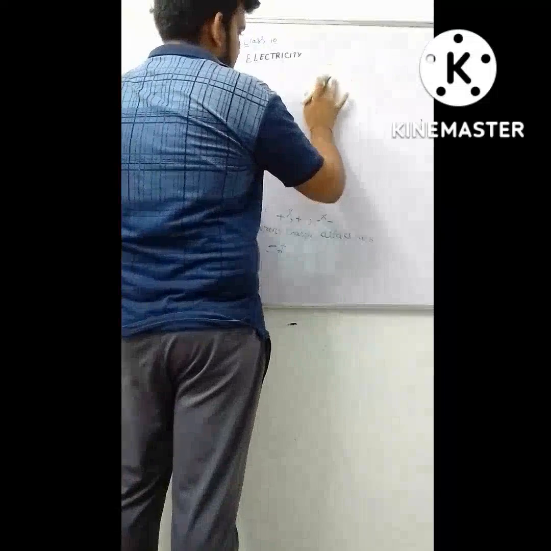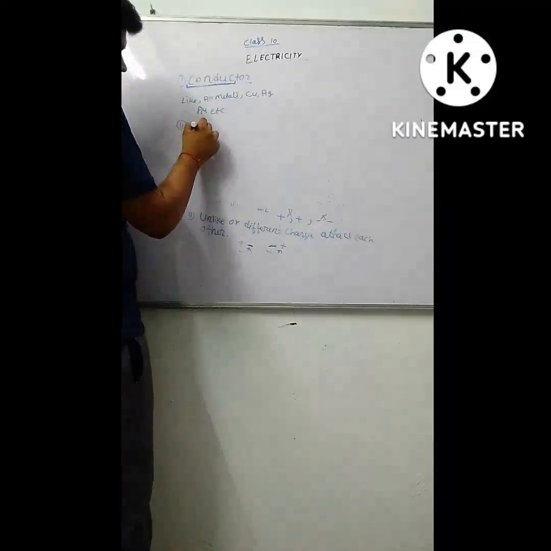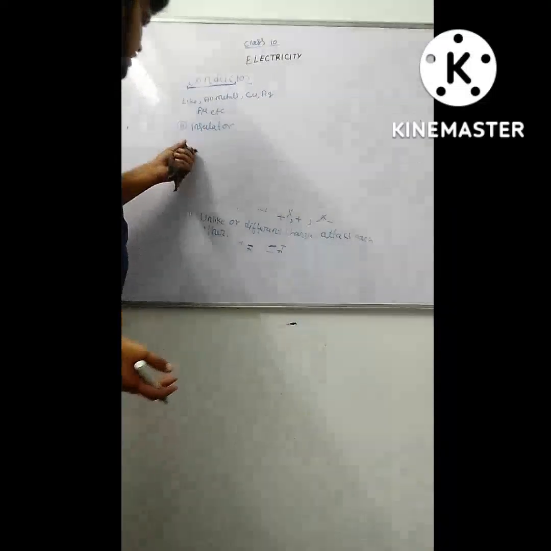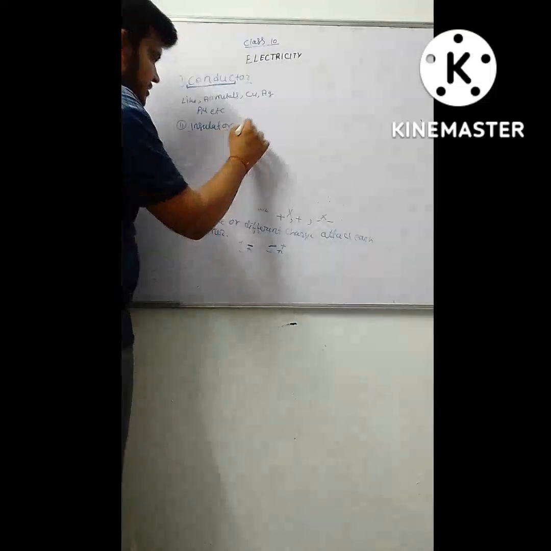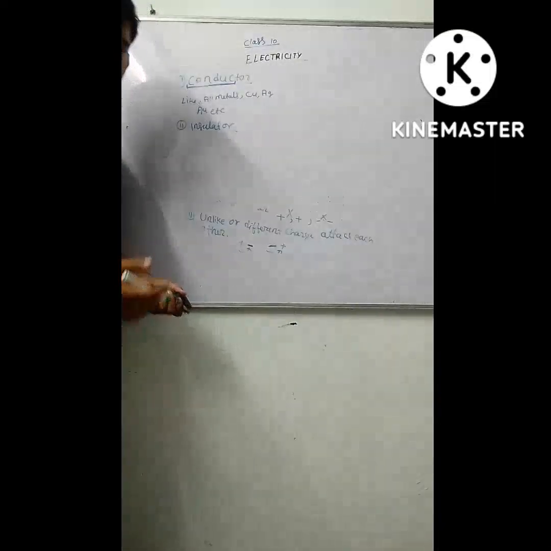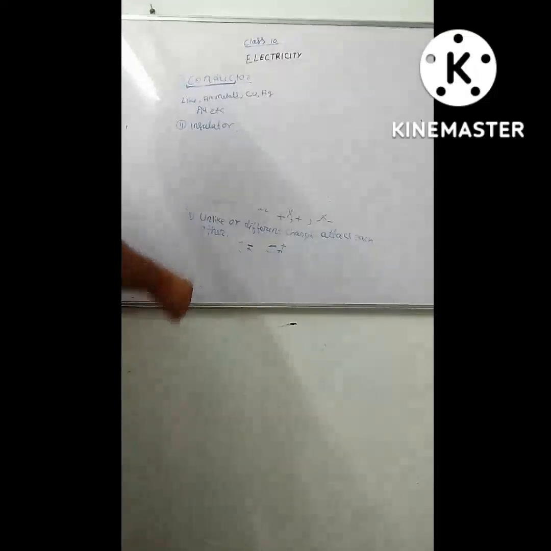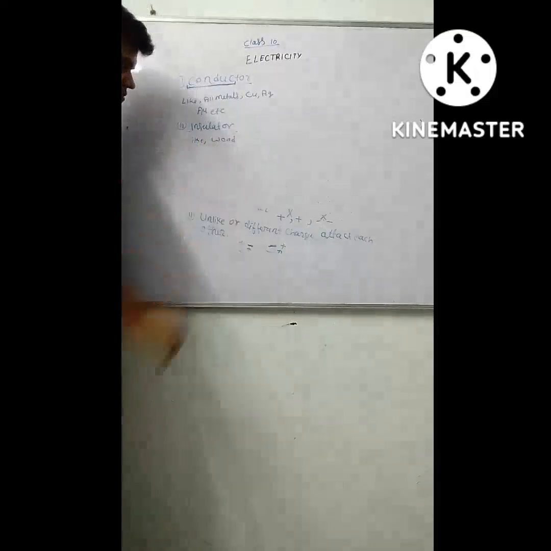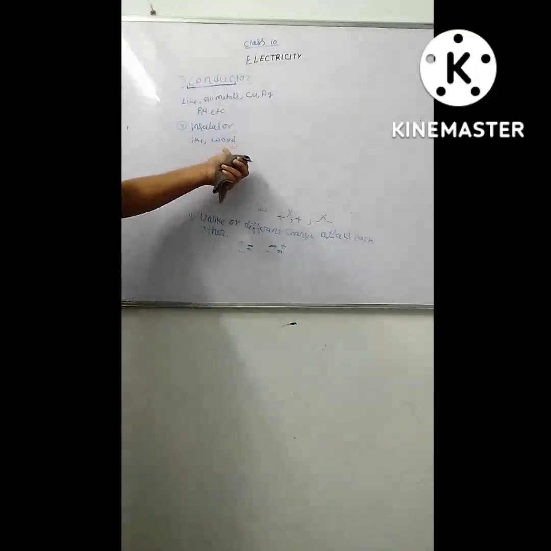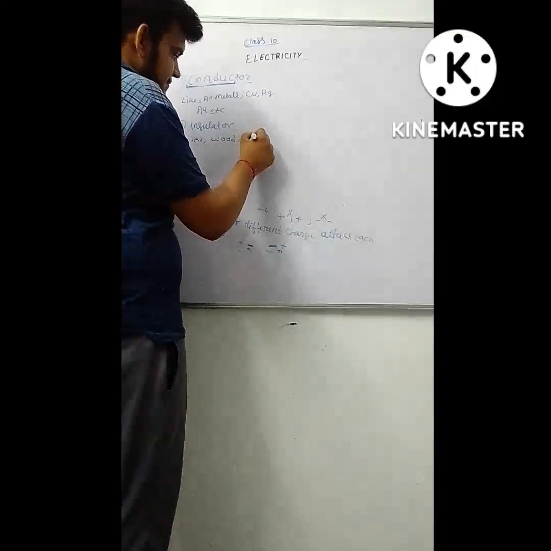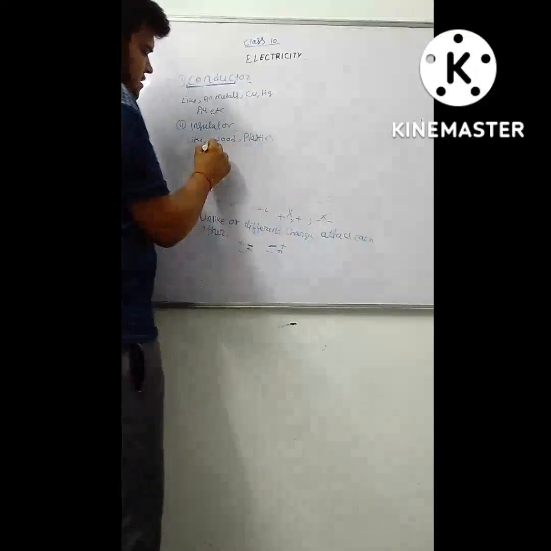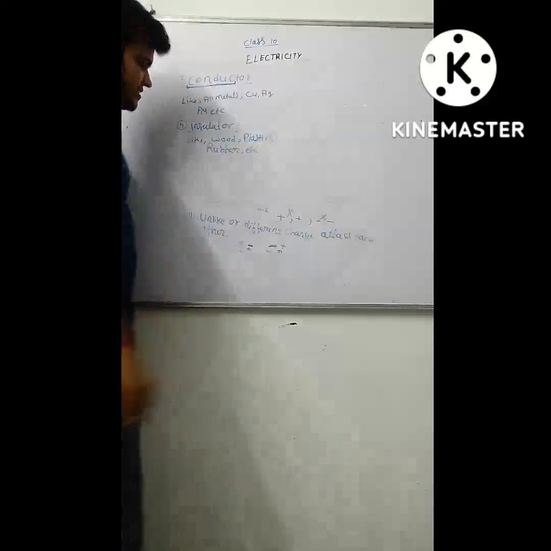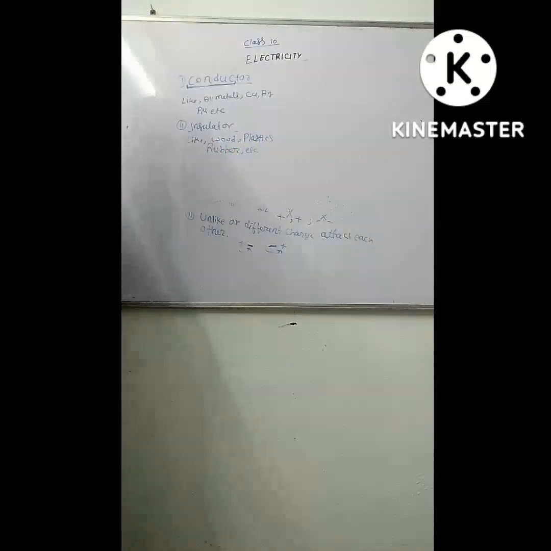And the second one is insulator. Those materials which cannot conduct electricity are called insulators, or we can say the materials through which electricity cannot pass easily are called insulators, like wood. Wood never conducts electricity. Plastics, rubber, etc. These are the materials which never conduct electricity.